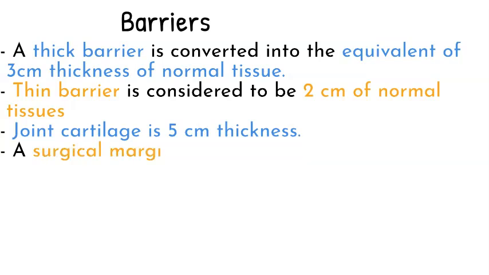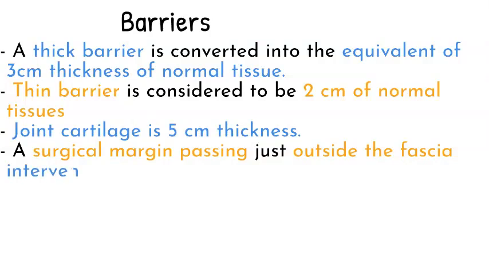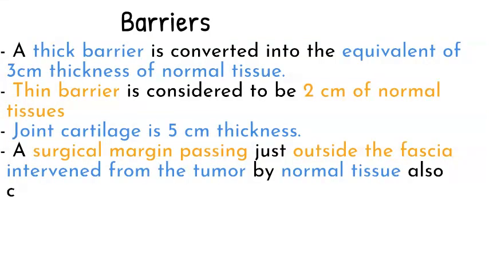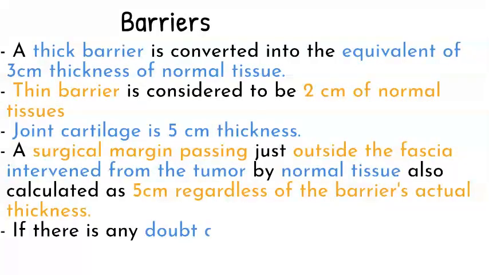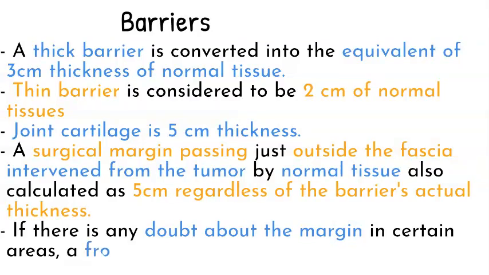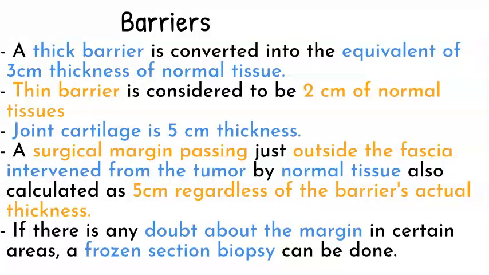A surgical margin passing just outside the fascia, intervened from the tumor by normal tissue, is also calculated as 5 cm regardless of the barrier's actual thickness. If there is any doubt about the margin in certain areas, a frozen section biopsy can be done.